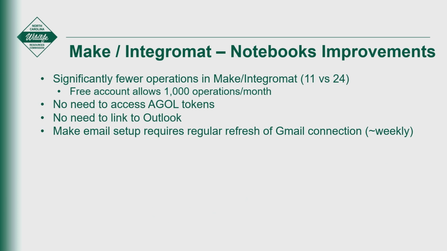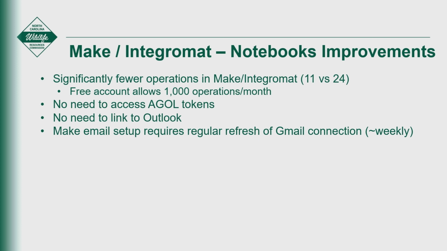So kind of to recap that, there was that great blog post from Esri, had a lot of good information to build off of, but I was able to pare that down pretty substantially. Primarily because I want to stay in the free tier of Make, and I don't want to go over 1,000 operations a month. So I'm only running 11 operations max versus 24 in that process there.